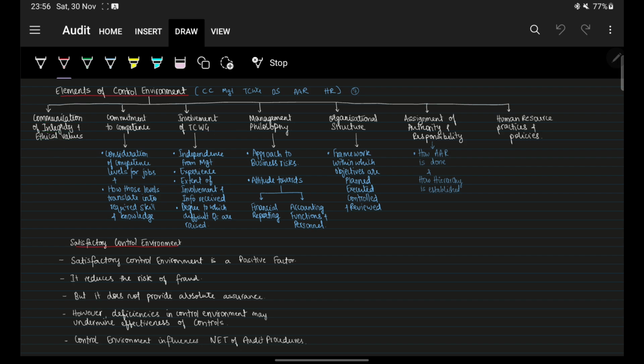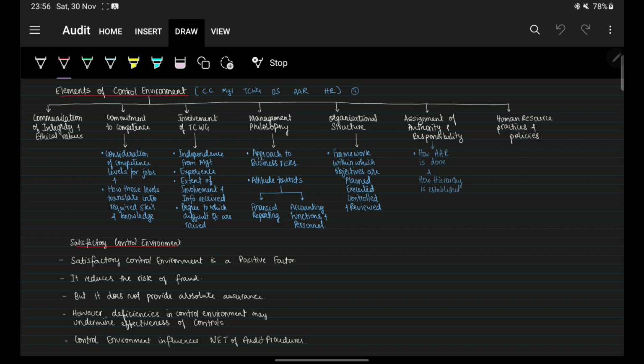Okay, so firstly it was communication of integrity and ethical values, and then second, commitment to competence. Thirdly, involvement of those charged with governance. Fourth, management philosophy. Fifth, organizational structure. Sixth, assignment of authority and responsibility, and lastly, human resource practices and policies.